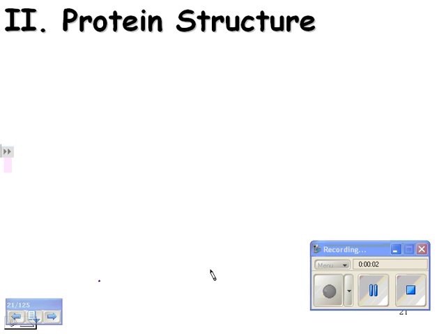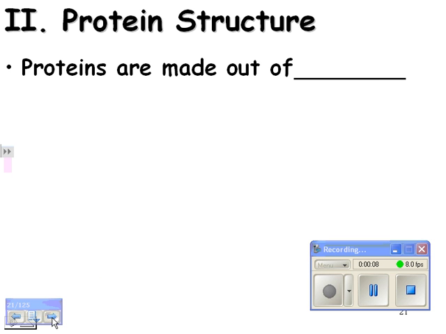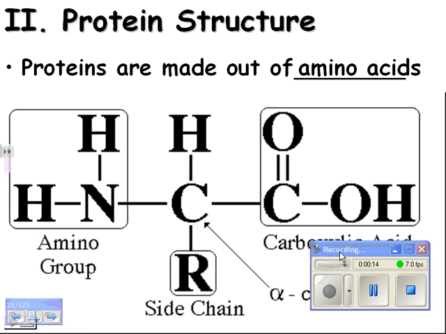So we're going to review protein structure and then DNA and RNA structure a little bit in this segment. So we'll start with protein structure. Proteins are made out of, do you remember their monomer? It's amino acids. And here's what an amino acid looks like.